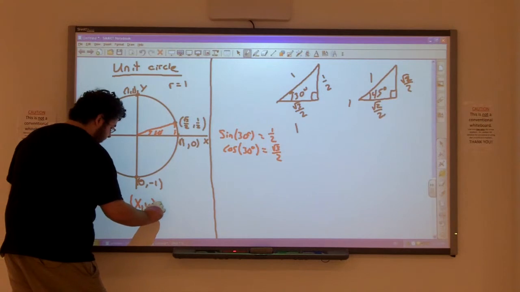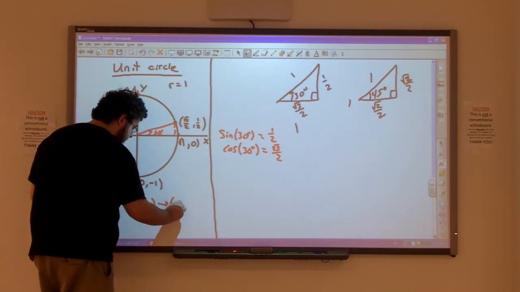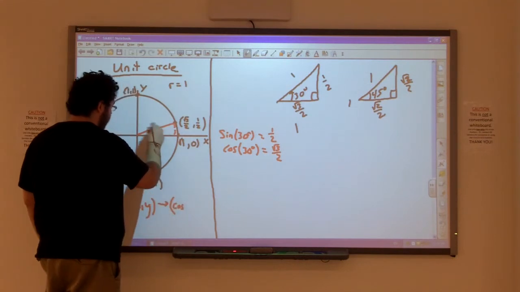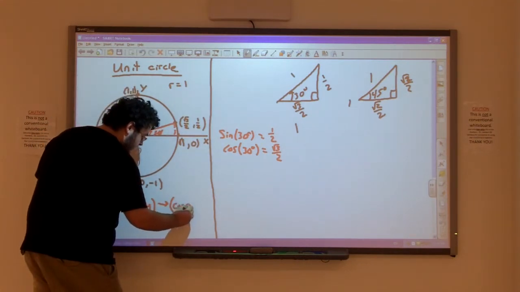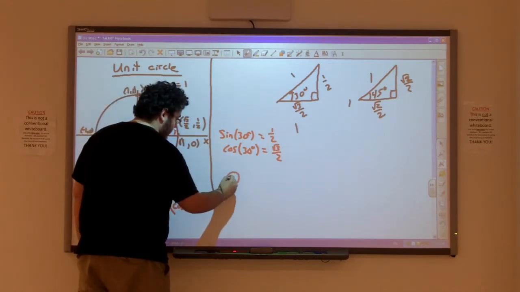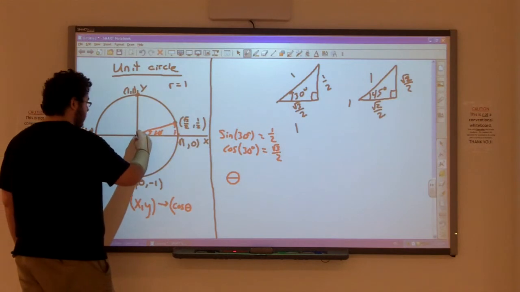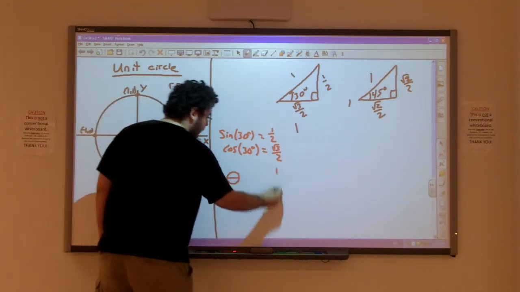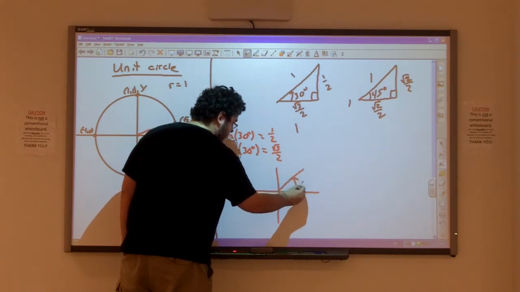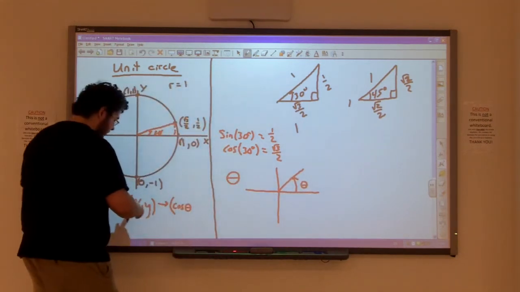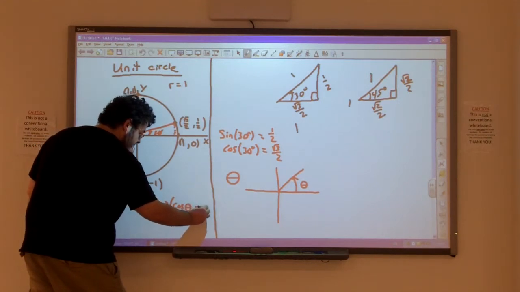So what we see is, at every point on this circle, the x, y values correspond to the cosine and sine of the angle. So if we have some angle, we'll call it theta. The Greek letter theta is often used for angle. So just given any angle, the x and y correspond to cosine and sine.